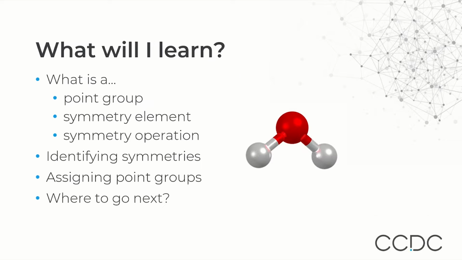We'll start by discussing what point groups, symmetry elements, and symmetry operations are, before seeing how a point group is decided by identifying symmetry elements. We'll use a flowchart to decide what point group something belongs in, and then there's a chance for you to practice with some examples. Let's get into it.